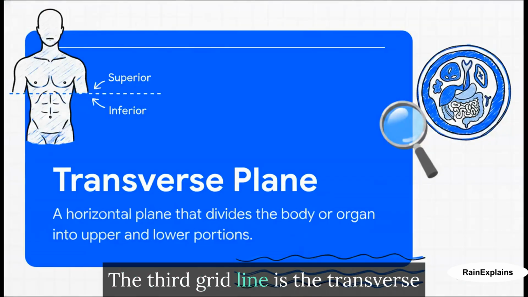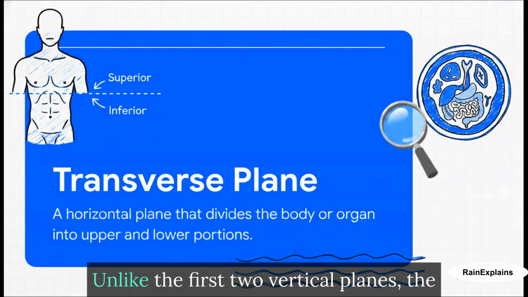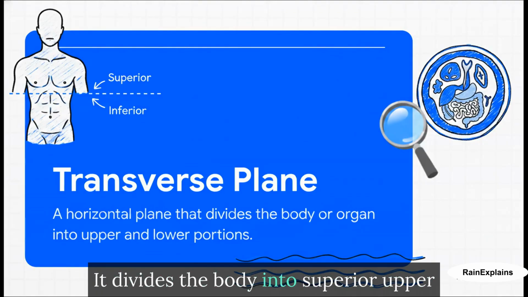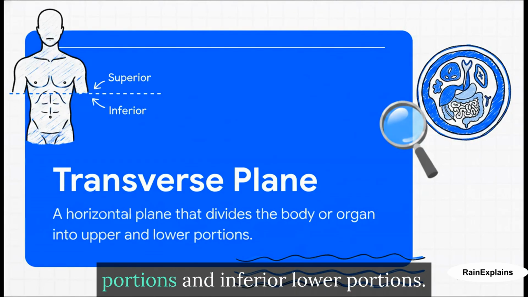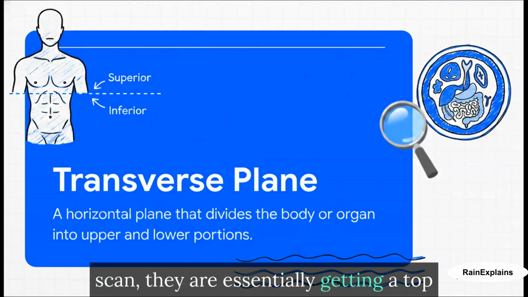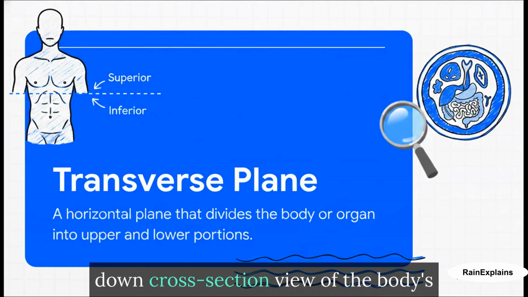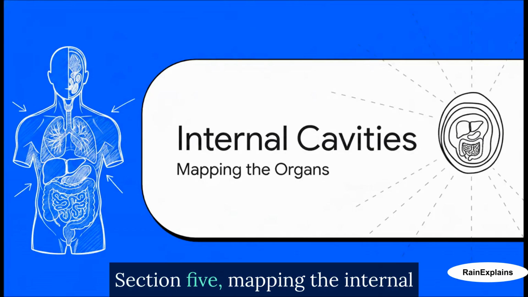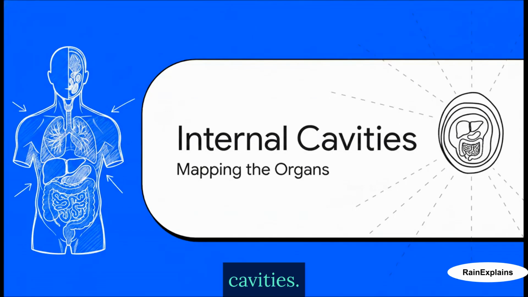The third grid line is the transverse plane. Unlike the first two vertical planes, the transverse plane is a horizontal slicer. It divides the body into superior, upper portions, and inferior, lower portions. When doctors are looking at a transverse scan, they are essentially getting a top-down cross-section view of the body's internal structures. Section 5. Mapping the internal cavities.